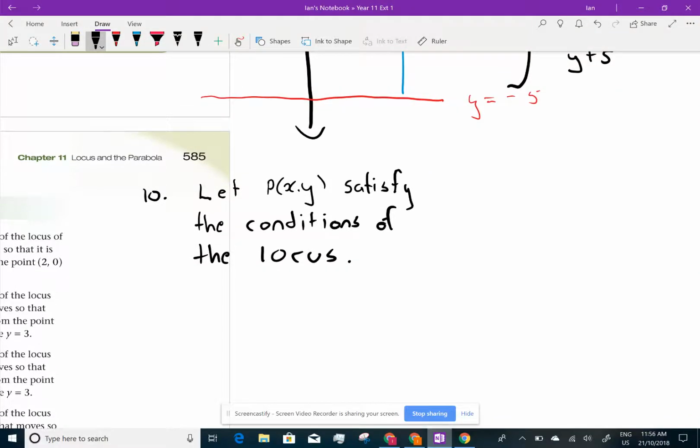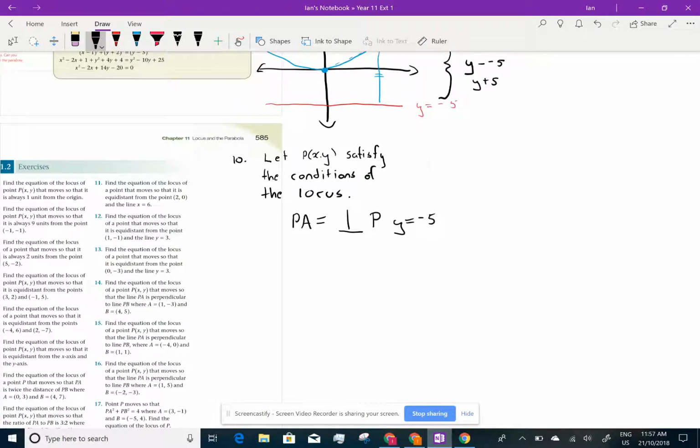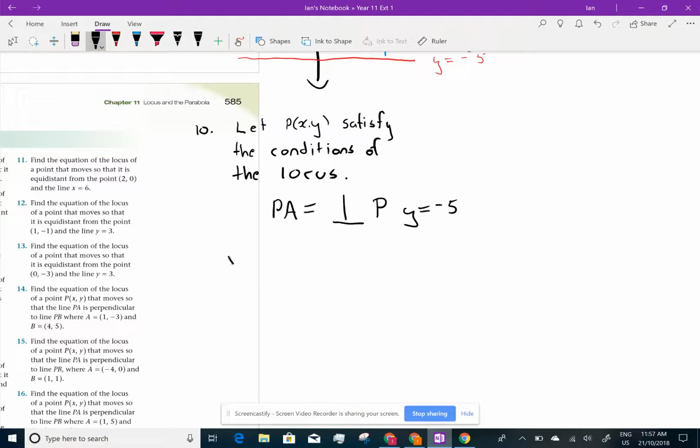Okay, so now I've got that in play. Let's see if we can do the algebra that will give us a Cartesian representation of this locus, which we know is going to be a parabola because we're aware of that condition, point and a line. So what do we know? PA equals the perpendicular distance from P to the line y equals minus 5. So PA is the square root of (x minus 0) all squared plus (y minus 5) all squared. And we've already established that the perpendicular distance is y plus 5.